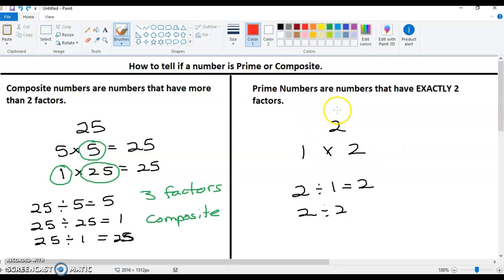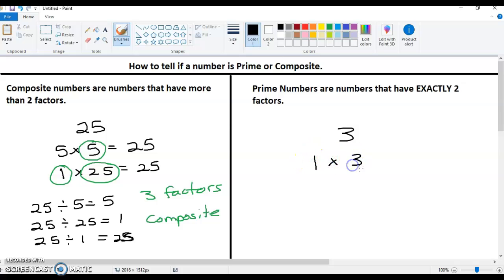Let's take a look at another example. Let's look at the number 3. Okay, again, I can multiply 1 times 3, but that's about it. I could do 3 times 1, but the factors didn't change, right? I changed the order, but I didn't change the factors. I still have a 1 and a 3, and that's it. And from there, you can go 3 divided by 1 or 3 divided by 3.